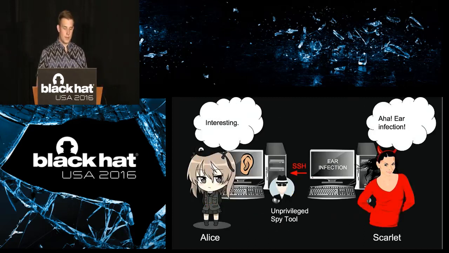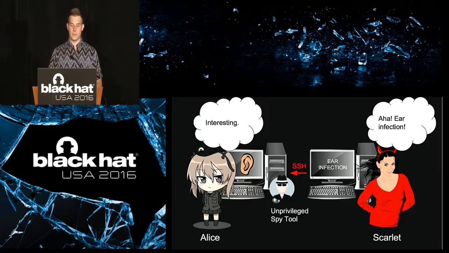So how do we use flush plus reload to implement this attack? Let me just remind you what we're doing. We have Scarlet, who has SSH access to an unprivileged account on Alice's computer, and Scarlet wants to use the information she can get through flush plus reload to tell which web page it is that Alice is visiting.